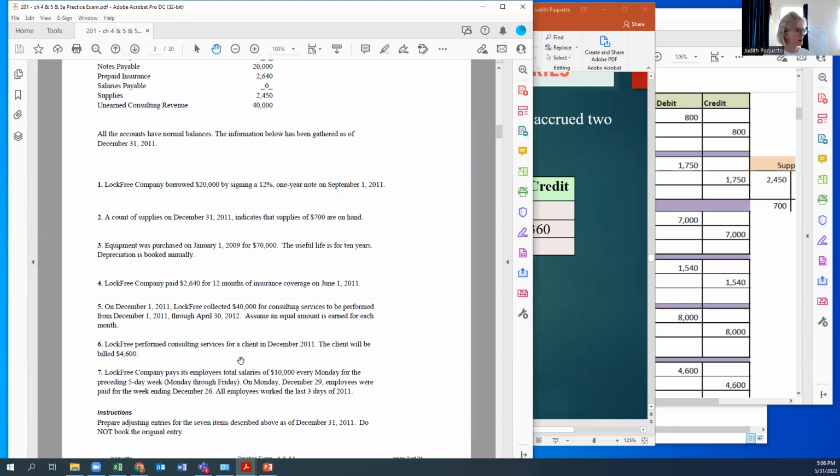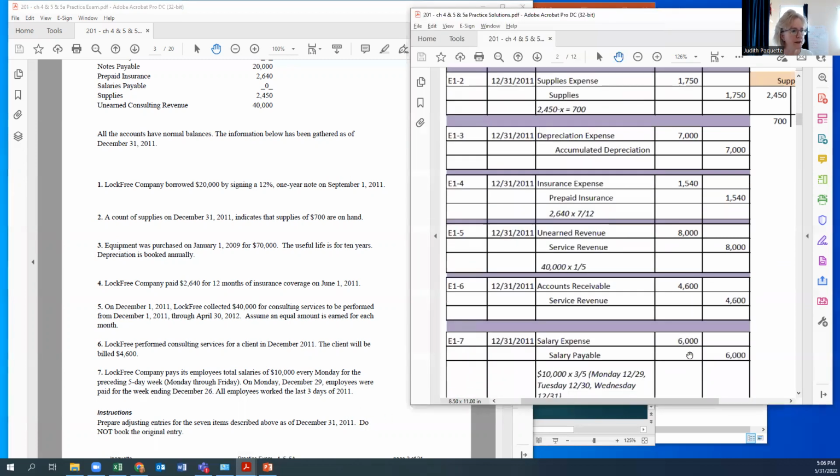problem here. So we've got Lockfree pays its employees total salaries of $10,000 every Monday for a 5-day work week, Monday through Friday. On Monday, employees were paid for the week ending December 26th. So December 26th was a Friday. All employees worked the last 3 days of 2011, Monday, Tuesday, Wednesday. So they've worked 3 days, but they haven't been paid for them as of the cutoff date. So that's going to be $2,000 a day times 3 days is $6,000.